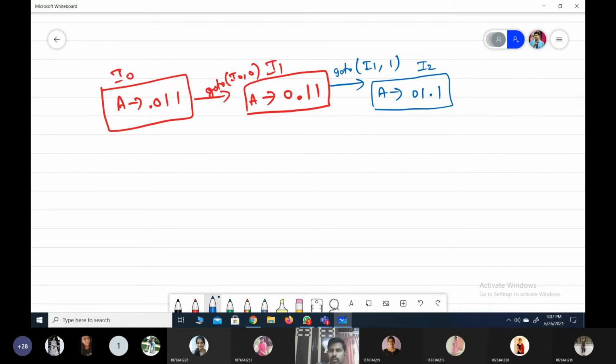From I0 to I2, what have we done? We shifted the dot towards the extreme right side. We have done a shift operation. Instead of writing "shift" each and every time, I would like to rename this: shift is nothing but S. S stands for shift. Is it okay for you?